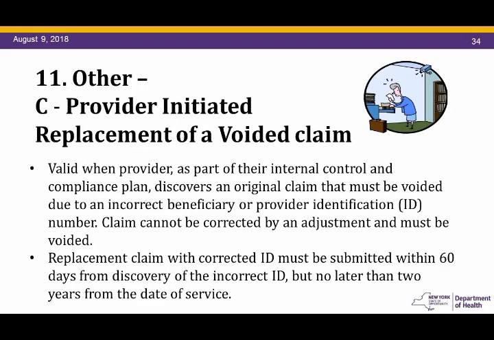11C, provider-initiated replacement of a voided claim. This is valid when a provider, as part of their internal control and compliance plan, discovers an original claim that must be voided due to an incorrect beneficiary or provider ID number. The claim cannot be corrected by an adjustment and must be voided. The replacement claim with the corrected ID must be submitted within 60 days from discovery of the incorrect ID, but no later than 2 years from the date of service.